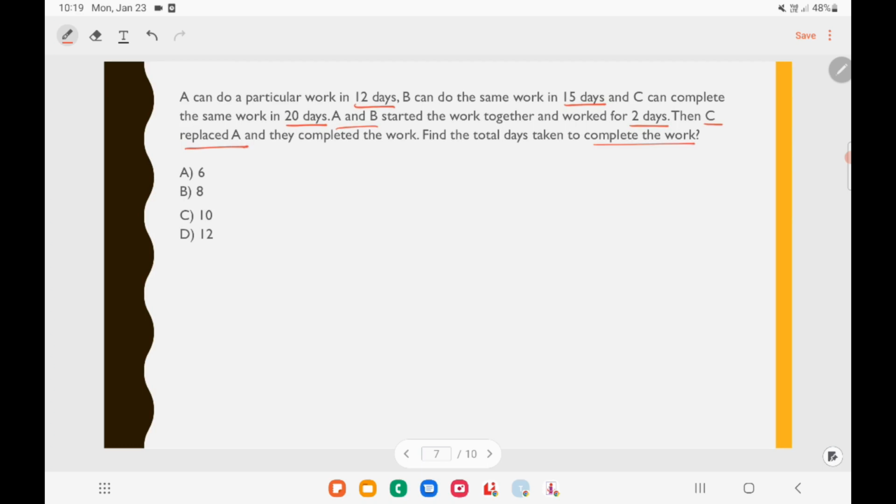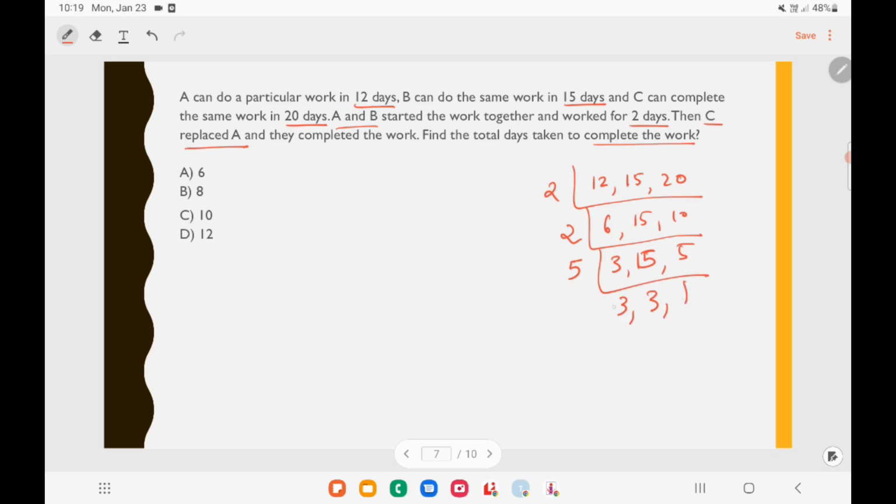So here let us do the second approach. We'll find the LCM and do it in the LCM method. We need to find the LCM of 12, 15 and 20. Taking 2, it will become 6, 15, 10. Again I am taking 2, so it will become 3, 15 and 5. Now I am taking 5, so it will become 3, 3 and 1. Again I am taking 3, so it will become 1, 1, 1. So the LCM here is 2 into 2 into 5 into 3.